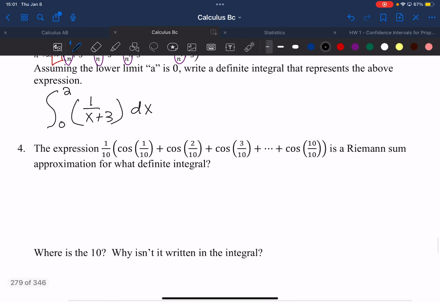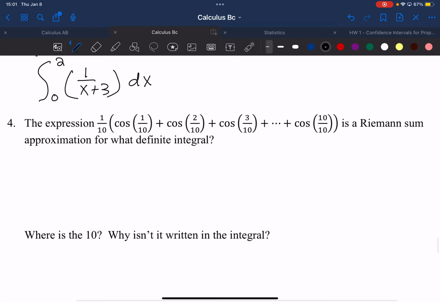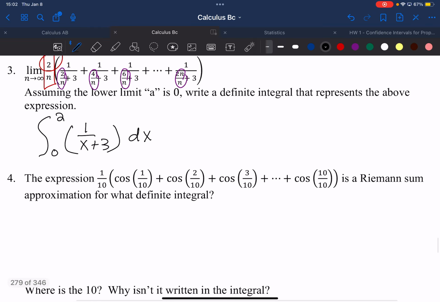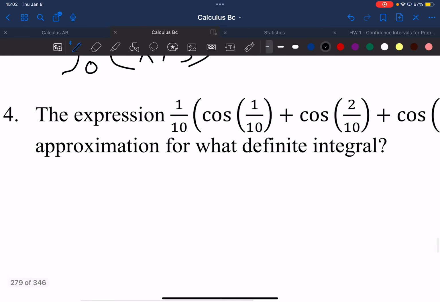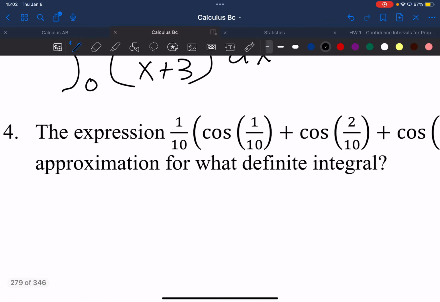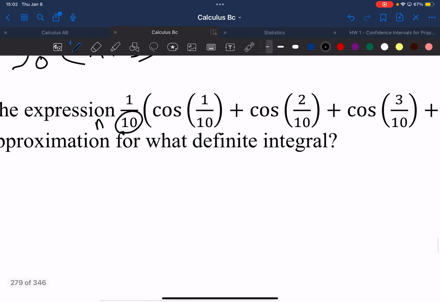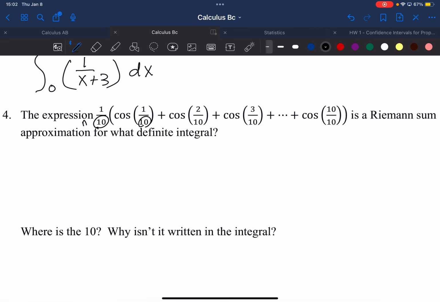So if we look at number 4, one thing you should notice that is different here is that we know our n value. We know how many subintervals we're given. And what would that be? 10. Because remember, if you look at this one, this had a number over n. We didn't know n. But this time, this has a number over 10, which means this 10 is n. So if you wanted to think of it that way, all of these 10s are just n.